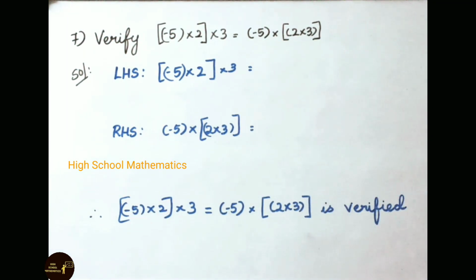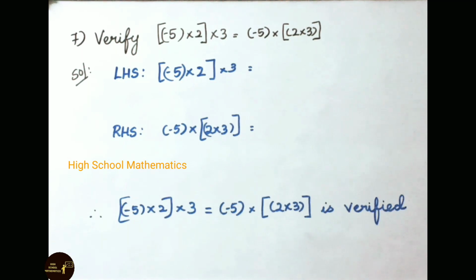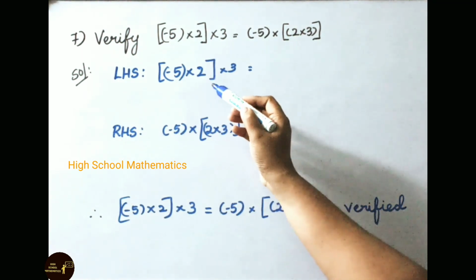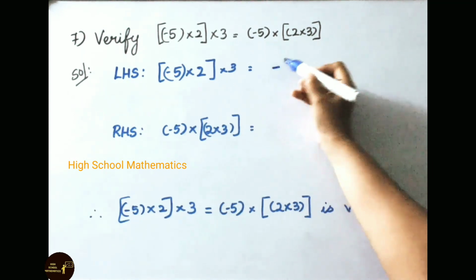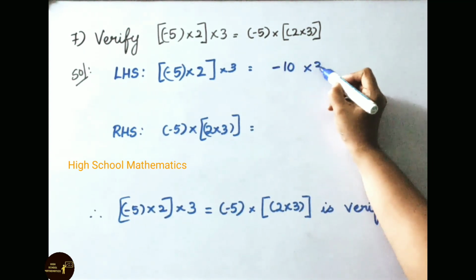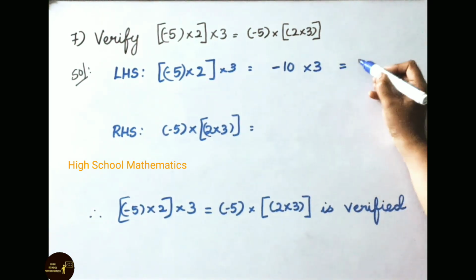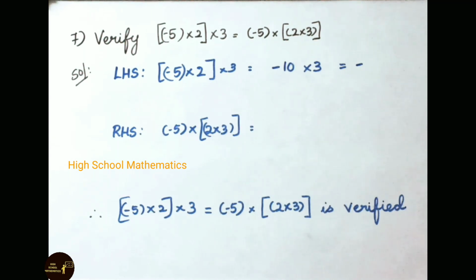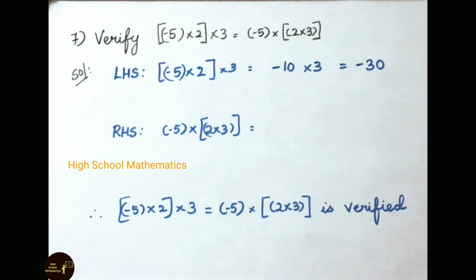Let us see the solution. The LHS part, that is the left hand side part, is minus 5 into 2 into 3. First solve the value present in the brackets. Minus 5 into 2, keep minus sign, 5 twos are 10. So minus 10 into 3. Here both have opposite signs, so the answer is negative. Keep minus sign, then multiply 10 threes are 30. So the answer is minus 30.